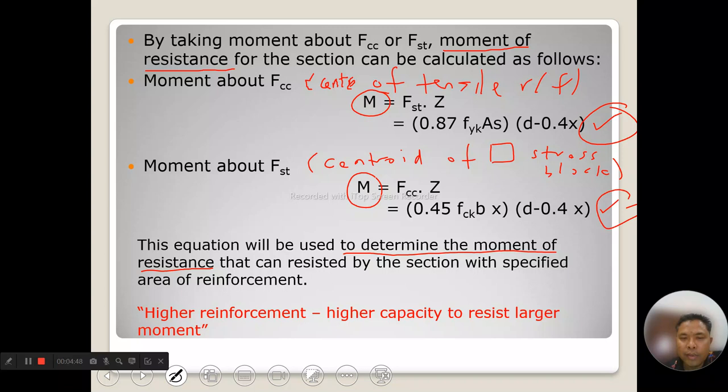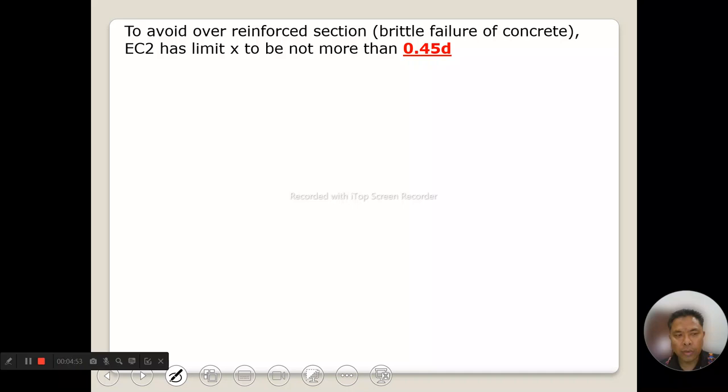Remember that we reviewed the kinds of failures of reinforced concrete yesterday: the under-reinforced, the over-reinforced and the balanced failure. To make sure that your design is safe, all of your designs must be under the category of under-reinforced, meaning that there is no brittle failure of the concrete first, but the failure is governed by the ductility of the steel, meaning that the steel will yield first, and after that it is followed by the brittle failure of the concrete.